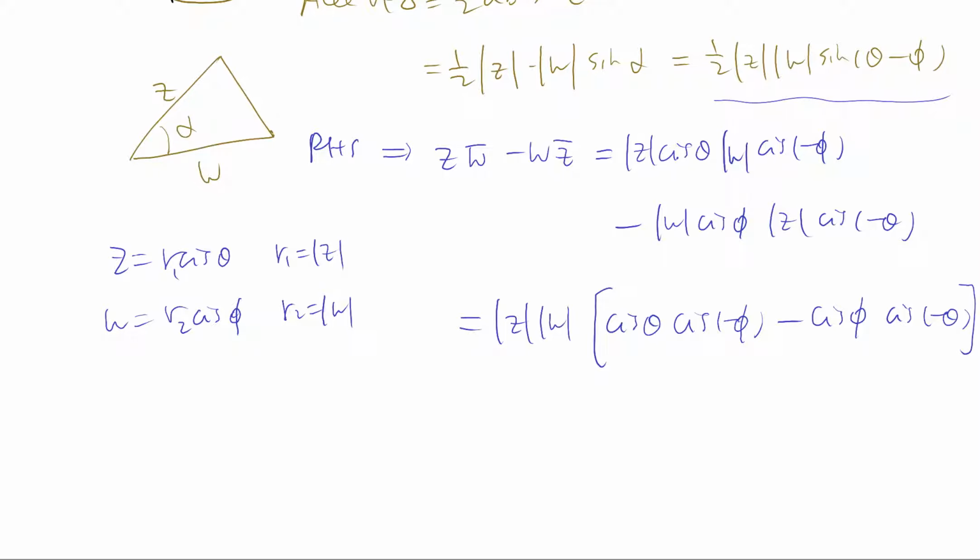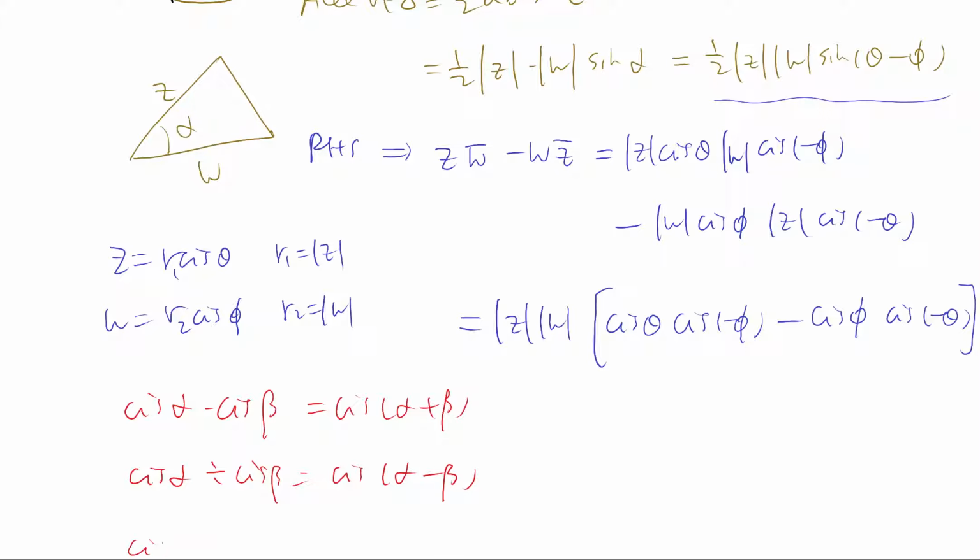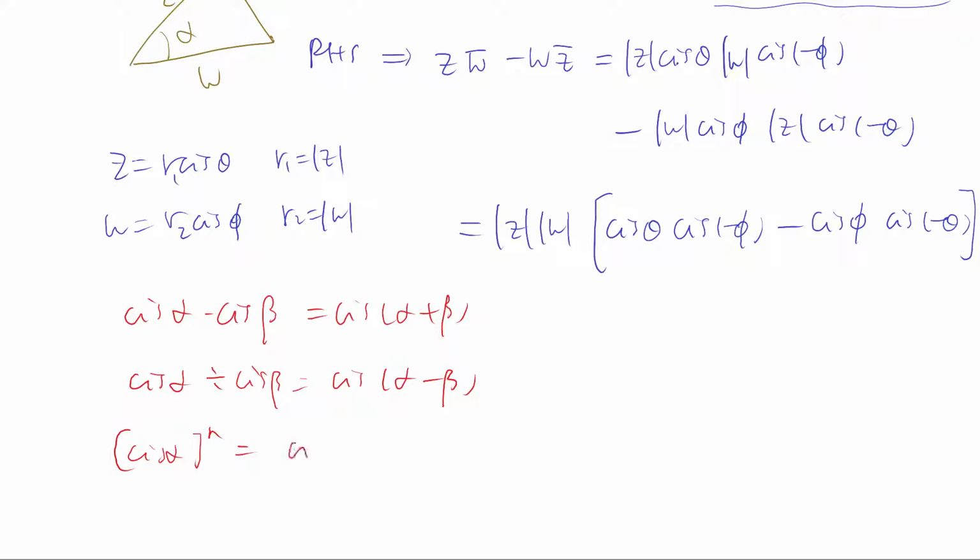Now using the properties we learned, the cis properties we revised from this question. Cis alpha multiplied by cis beta is cis (alpha plus beta). Cis alpha divided by cis beta equals cis (alpha minus beta). If you have cis alpha all to the power of n, it equals cis n alpha. And one more: the modulus of cis alpha equals 1. So those are the four cis properties we learned. You need to remember them.